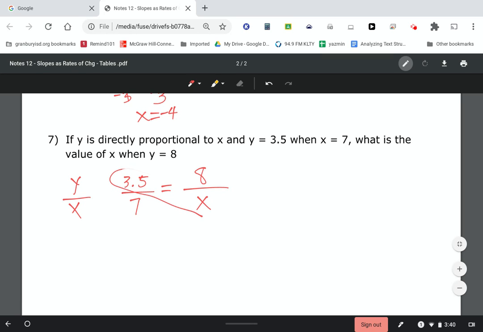So we're going to cross multiply here. We have 3.5x is equal to 7 times 8, which is 56. We're going to divide both sides by 3.5. And 56 divided by 3.5 is 16.